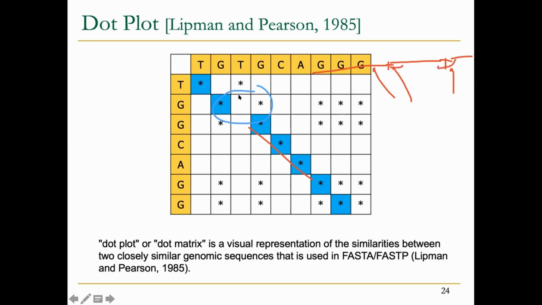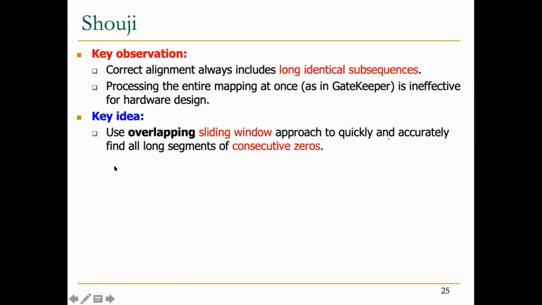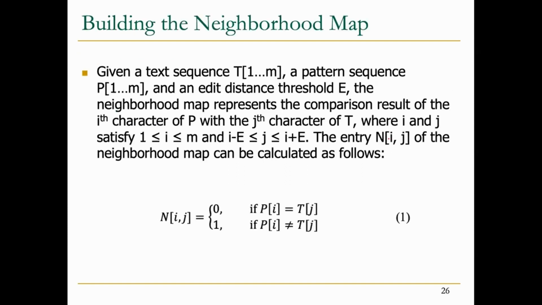We try to have a sliding window going over these diagonals. And whenever we see a switch from one mask to another mask, we say there is some edit operation happening there. And then we count only the ones happening between the two segments, rather than counting the number of zeros over there. Hopefully the idea is clear. So now let's move to the next slide, where we have the key idea. Use an overlapping sliding window approach to quickly and accurately find all long segments of consecutive zeros.